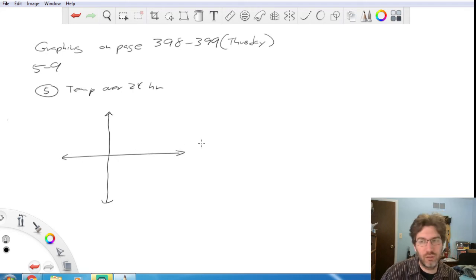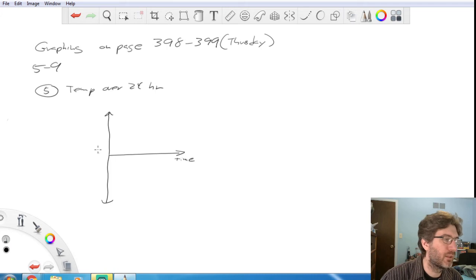And depending on what you decided to do, you might have some negative temperatures. That's a possible thing here. So you can go into the 4th quadrant on your graph. However, you will not be going into the 2nd or 3rd because you can't have negative time. So this axis here is going to be time, and your y-axis is going to be your temperature.